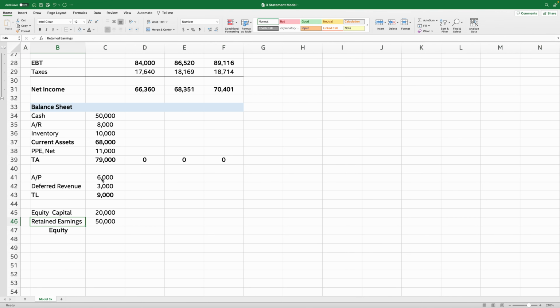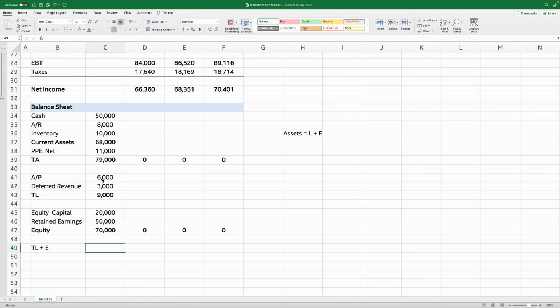So now we have equity. Sum, not sign. All right. So next is total liabilities plus equity, because the balance sheet formula is that assets must equal, no matter what day of the week it is, assets must equal liabilities plus equity. So total assets must equal the sum of TL plus equity.